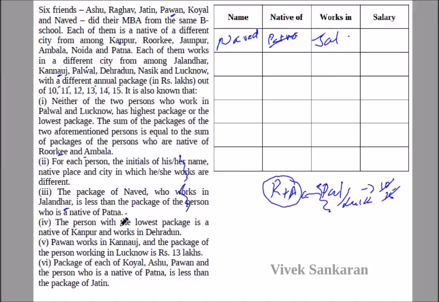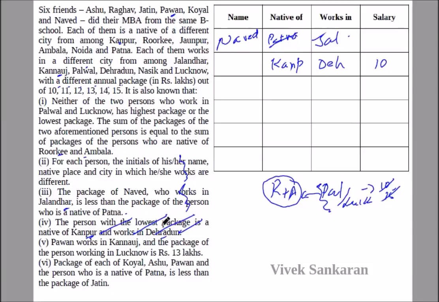The person with the lowest package is a native of Kanpur and works in Dehradun. The native of Kanpur works in Dehradun, so obviously it cannot be Naved. He gets a salary of 10 lakhs, which is the lowest. So I've used up this fully.